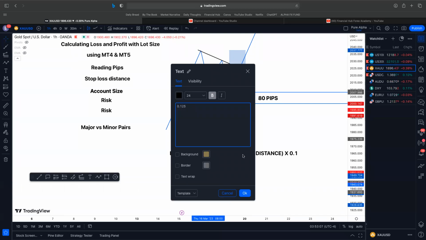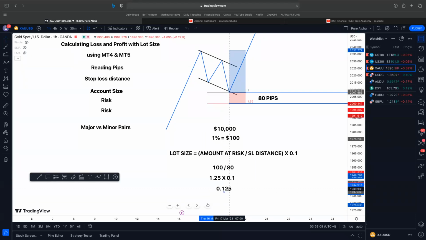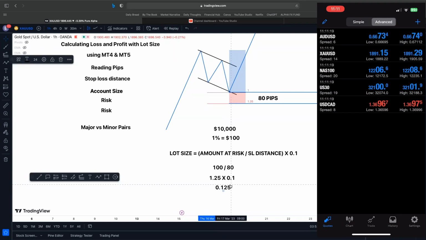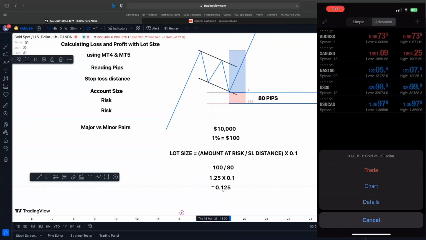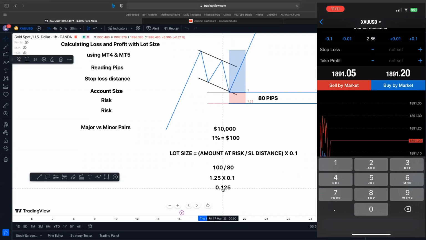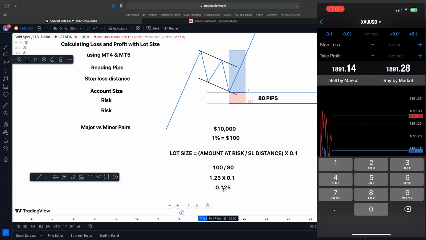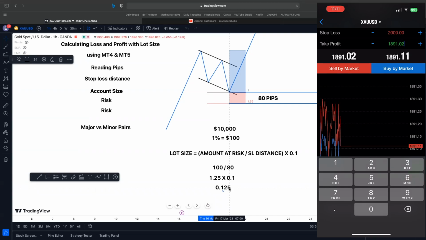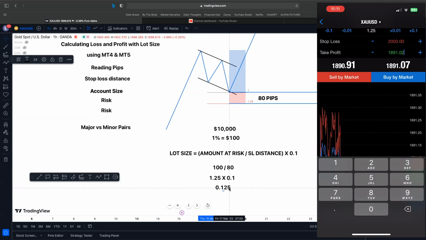Now remember, when you come to MetaTrader 4 and MetaTrader 5, you cannot get a lot size of three decimal places. The most you can get is only two. I'll show you a video on that in the next few. So the 0.125 cannot be used. You cannot put that. So what I normally do, as a rule of thumb, is round it off to the downside.